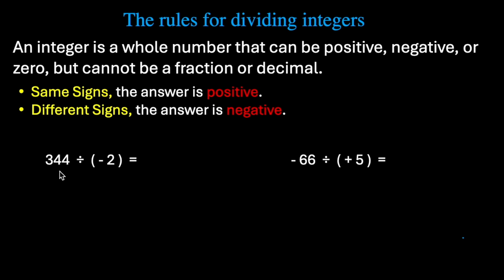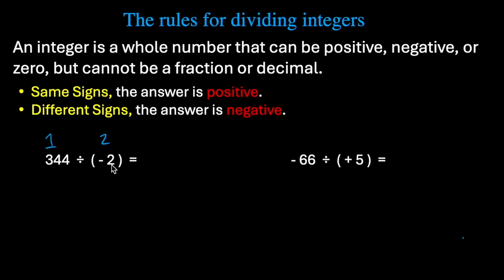Let's begin solving 344 divided by -2. Notice that I am dividing two numbers with opposite signs. So 344 is positive and 2 is negative. This is the first integer and the second integer.